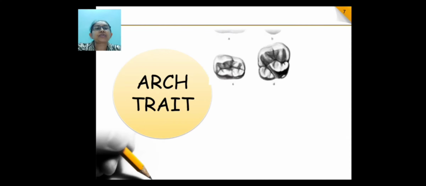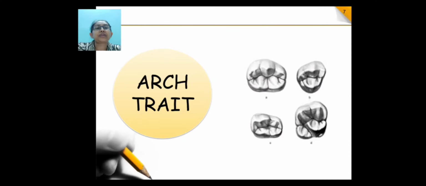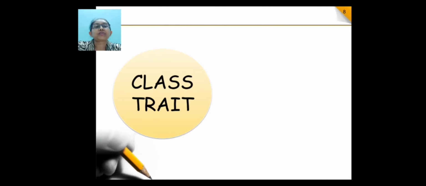Let's come to the arch triad. When we talk about the arch triad, it distinguishes between the maxillary and the mandibular arch. Here you see that the first maxillary molars are wider buccolingually, whereas the mandibular molars are wider mesiodistally. So we are differentiating between the arches in the arch triad.